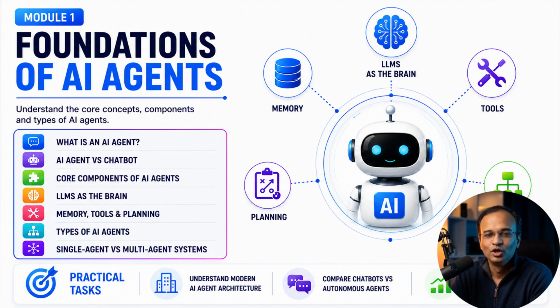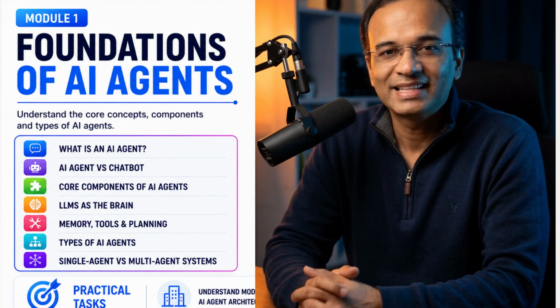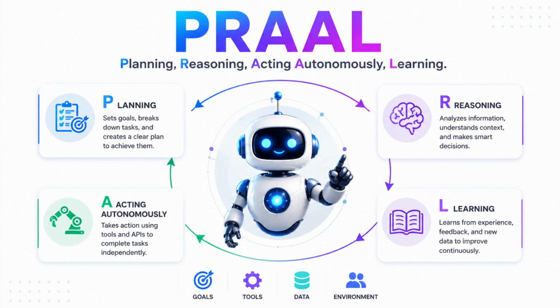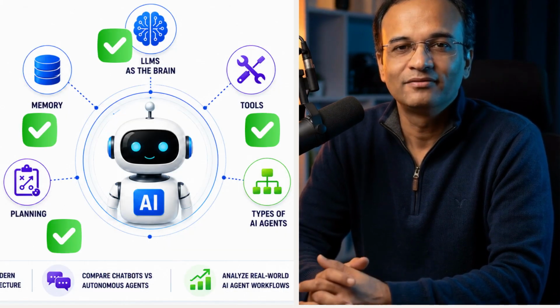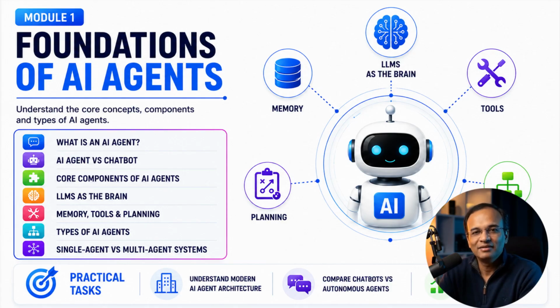In this module, you will build the strong foundation required to understand modern AI agents properly. So first, what exactly is an AI agent? An AI agent is a software system that can plan, reason, act autonomously, and learn continuously. You can remember it as the PRAAL framework. With the help of this PRAAL framework, you can very easily understand all the core components of an AI agent required for its functioning. Let's now understand the first core component, LLM as the brain.